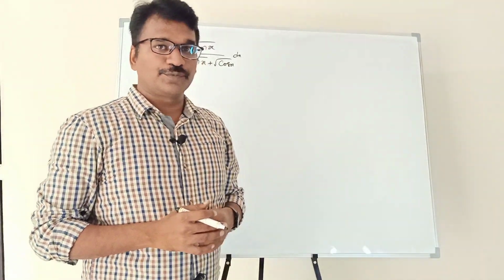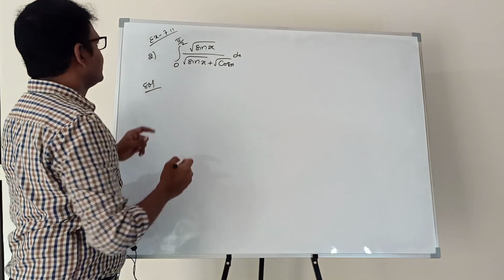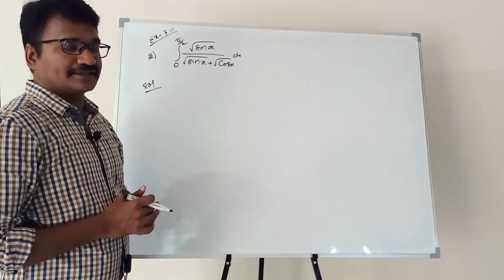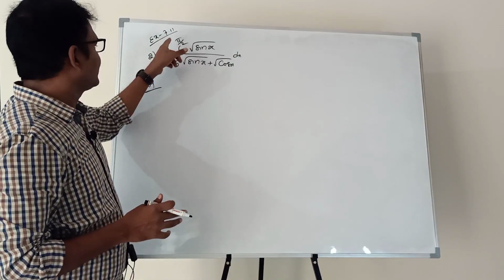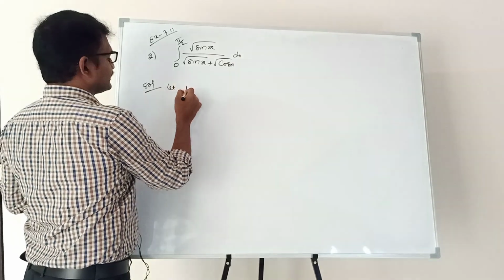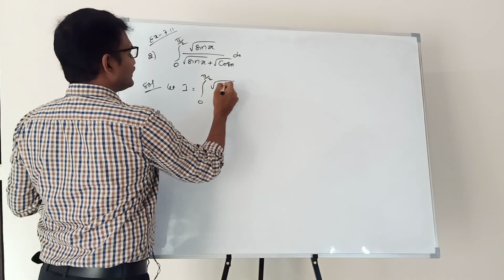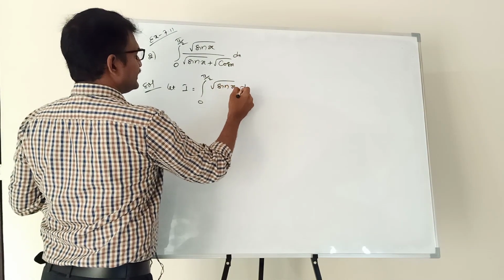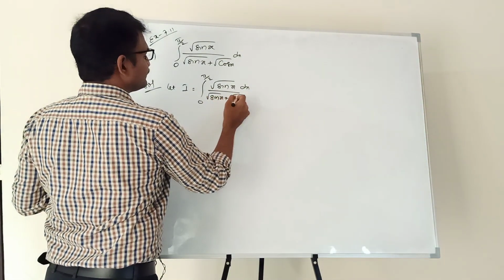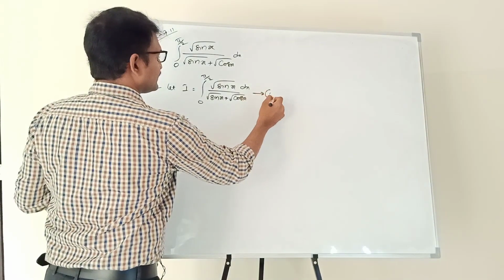Integration of 0 to pi by 2 of root sin x by root sin x plus root cos x. In exercise 7.11, this is the second problem in the NCERT textbook. So same, let I is equal to the integral from 0 to pi by 2 of root of sin x dx by root of sin x plus root cos x. Let this be equation number 1.